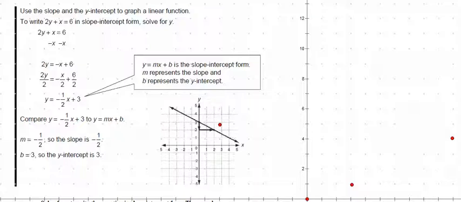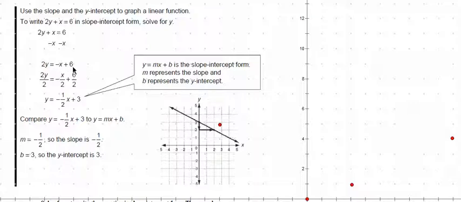So here's an example. At the top it says, use the slope and y-intercept to graph a linear function. But first we have to solve for y. So in this top example we have 2y plus x equals negative 6. It's not y equals, that's what we want. It's got a plus x there, so we're going to subtract x from both sides. All right, now we have 2y equals negative x plus 6.